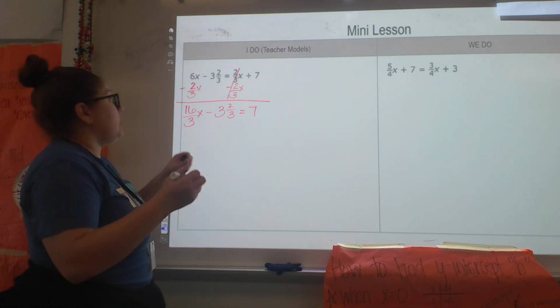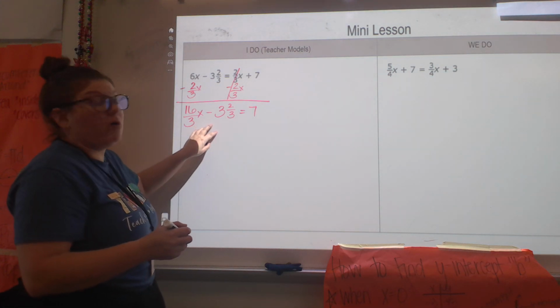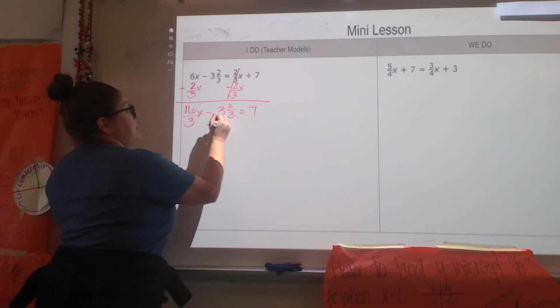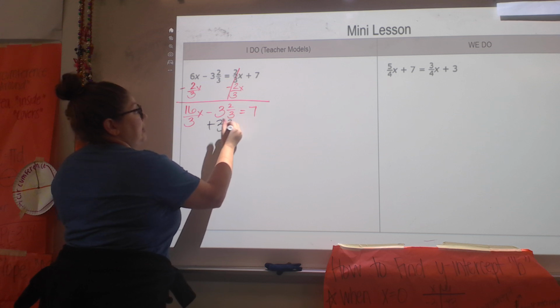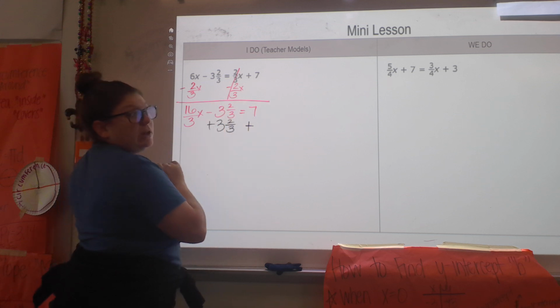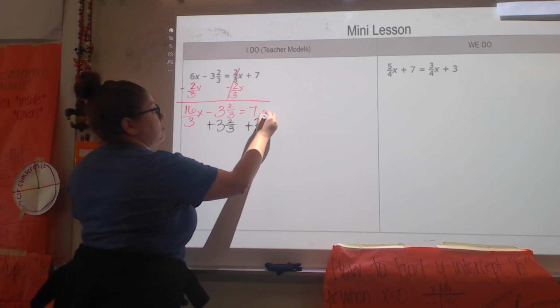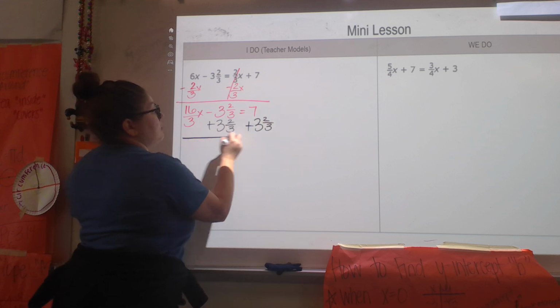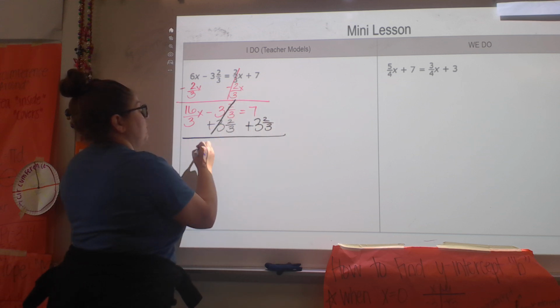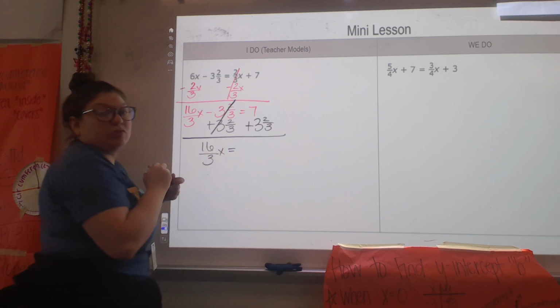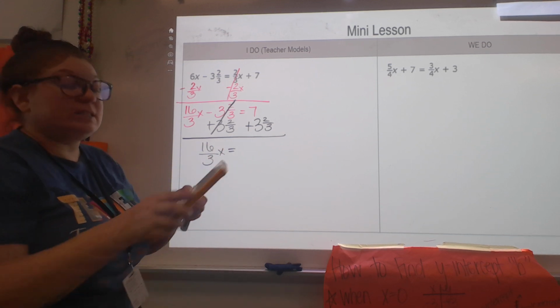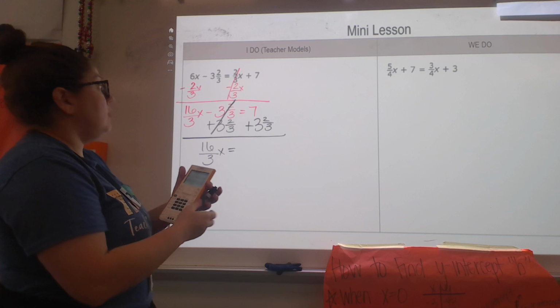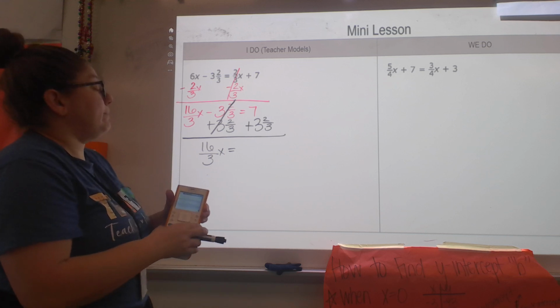There it goes. Okay, so now I'm going to add my 3 2/3 because that's the inverse to negative 3 2/3. Remember, these still zero out, so I have 16 over 3x equals, and I'm going to put 7 plus 3 2/3.